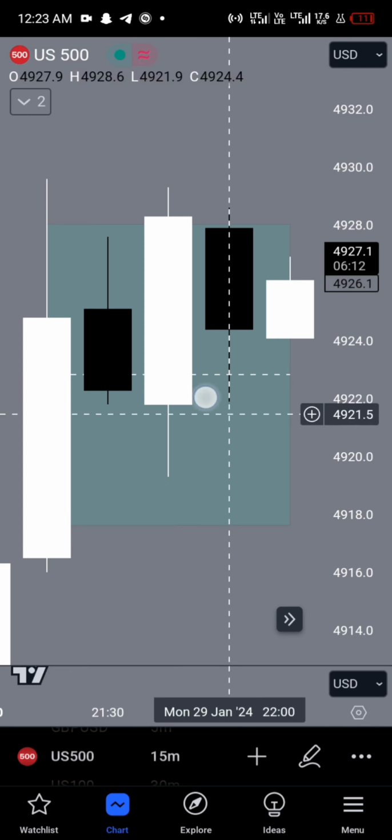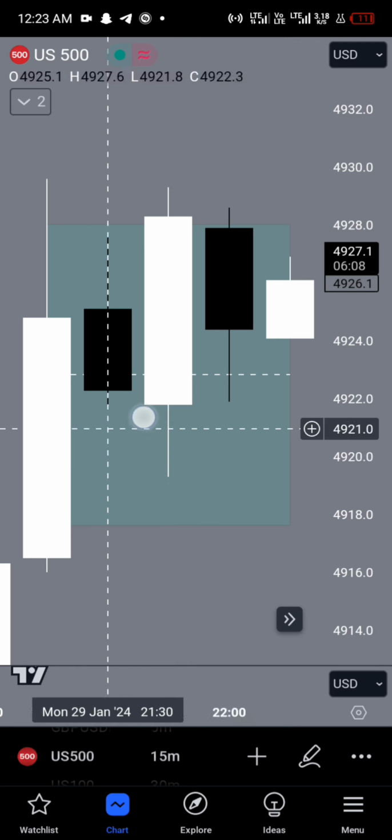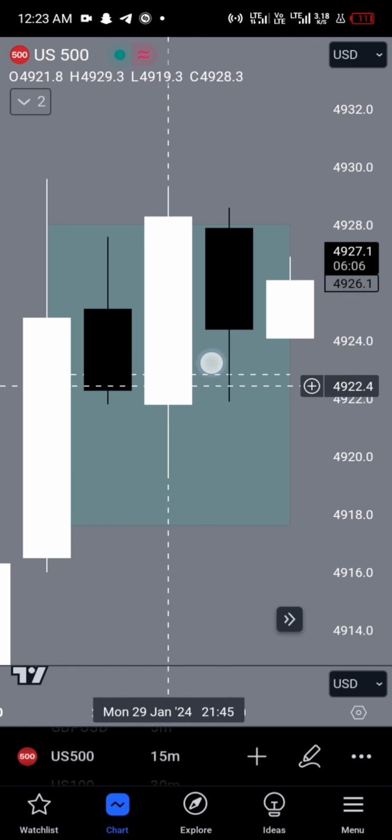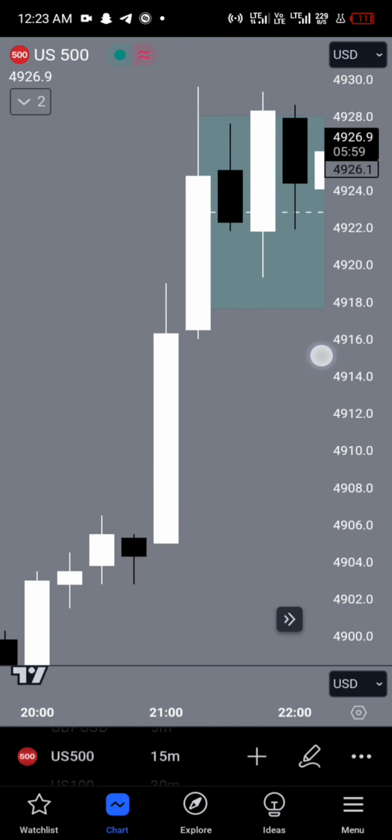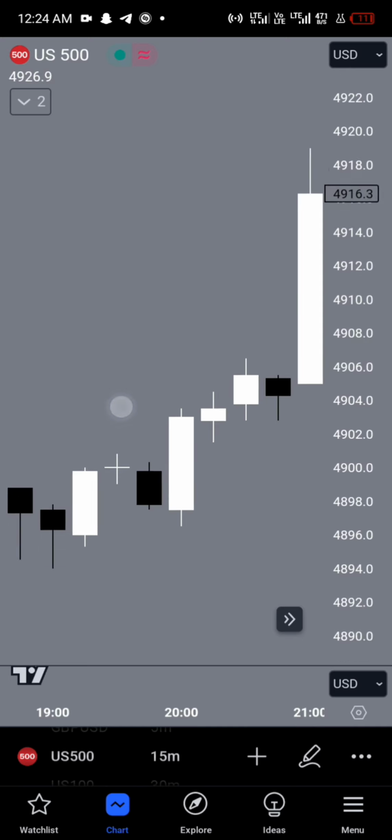Why? Because the ones on the left and the right are higher than the one in the middle. So the one in the middle is lower than the one on the left and the one on the right. Let's look for another swing low example. We have one here.